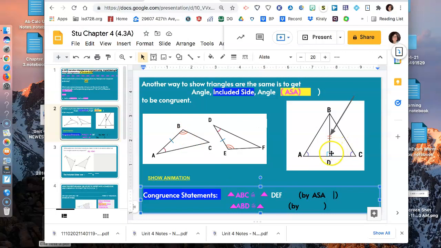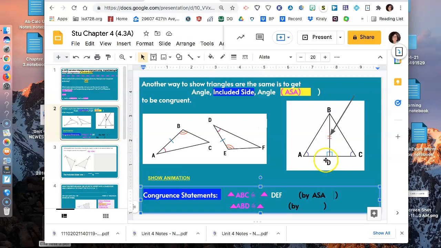Now over on this one, I've got this double runner here, and I added that, right? Right here, I don't have angle, side, angle. I have angle, angle, side. I'm not saying that's a thing. Not a thing. I'm saying it's not a thing today.